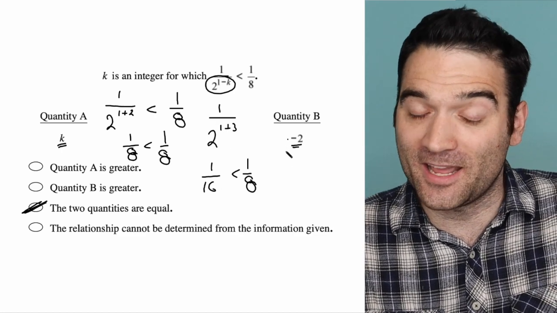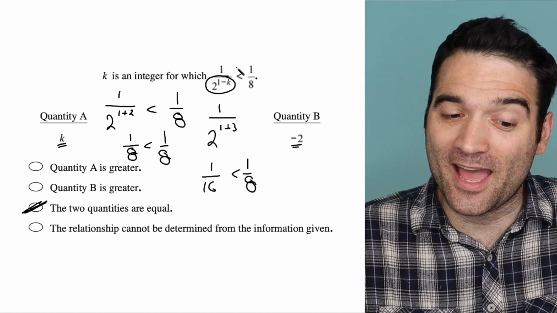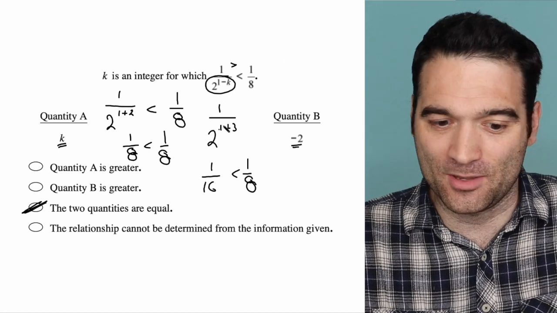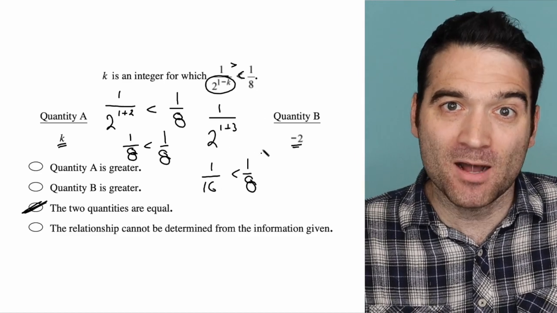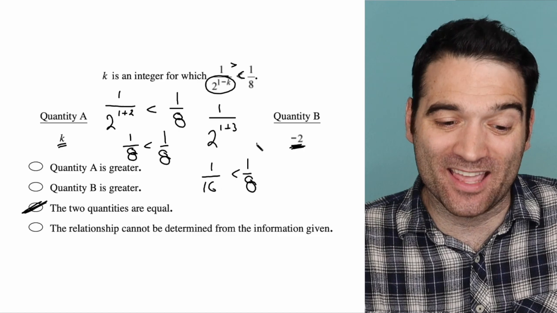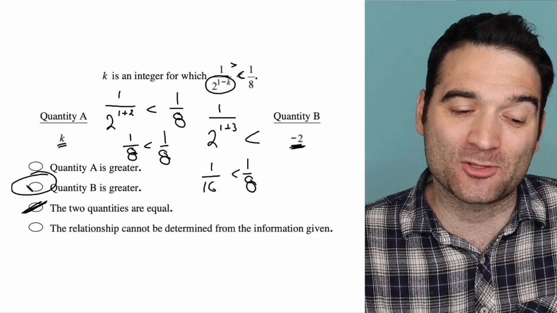But if we go above negative 2, so if we go to negative 1 or 0, then we find that this quantity is greater, and that can't be true, right? We need this quantity to remain smaller. And therefore, k must be less than negative 2, right? Quantity A must be less than quantity B. So the correct answer here is quantity B.